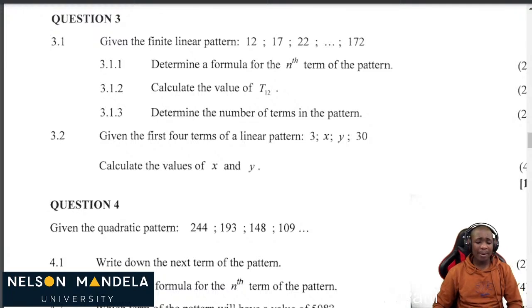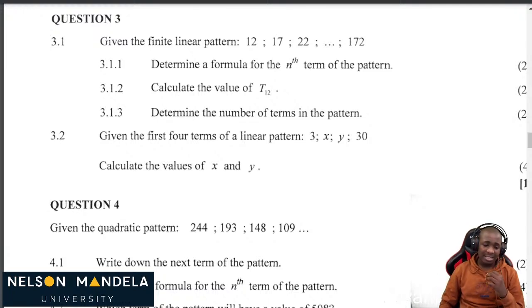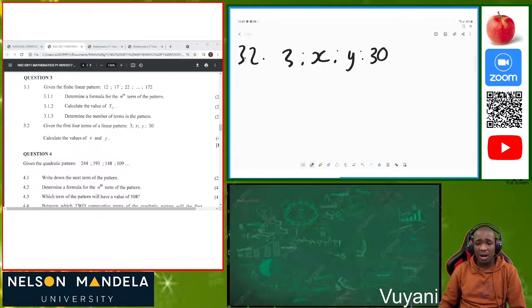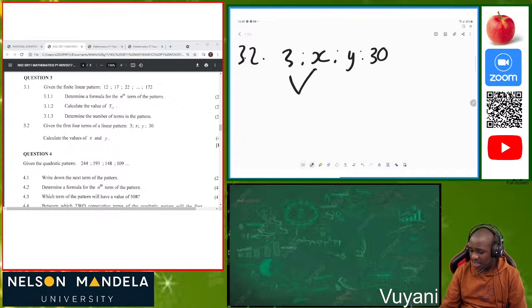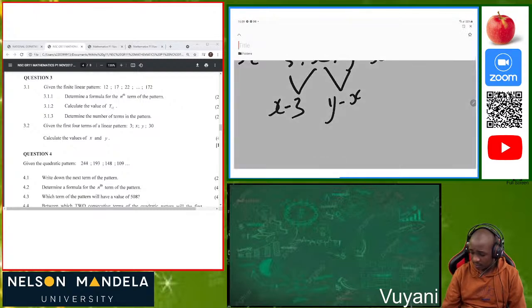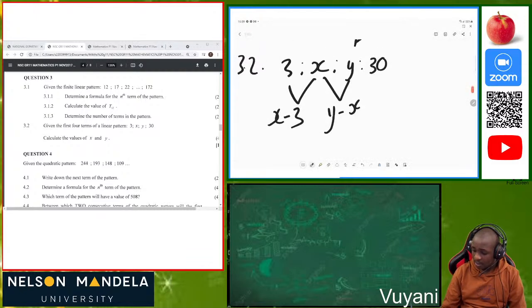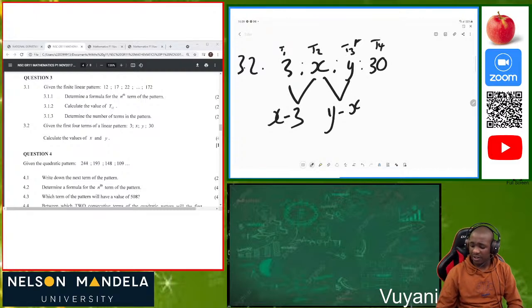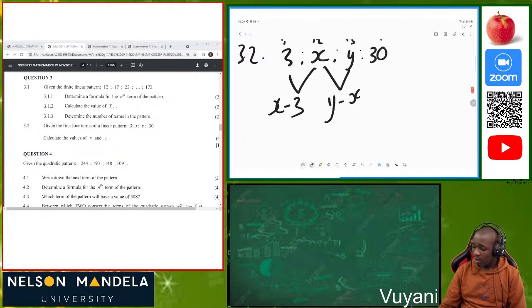And we know that on the linear pattern, we have the first constant difference. So since we have the first constant difference, that won't be hard. Even if we are given algebraic letters in these terms, we know that it has to be x minus 3. And we know that it has to be y minus x, because this is term T1, T2, T3, T4, and our constant difference is always this minus this, and recurring T3 minus term 2. So now we are here, it's going to be 30 minus y.